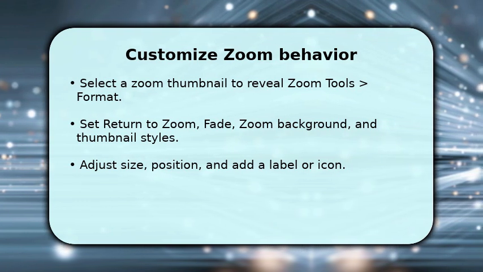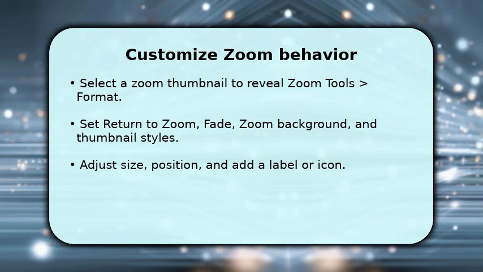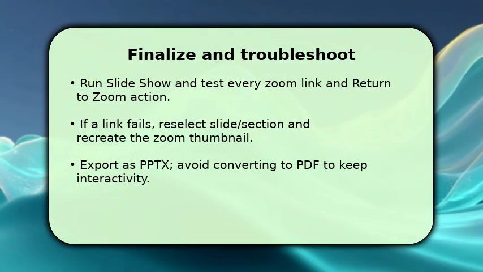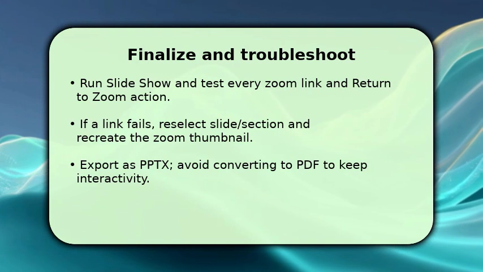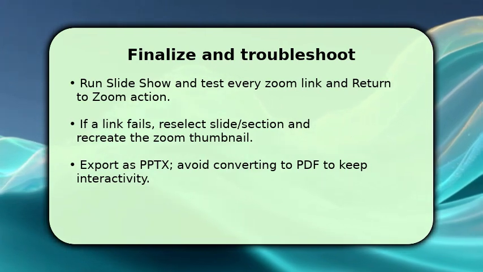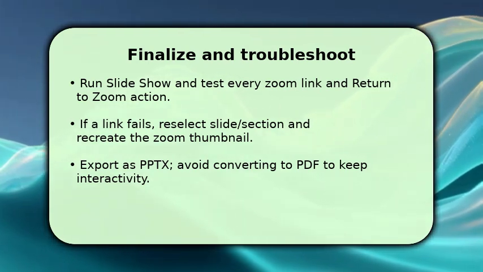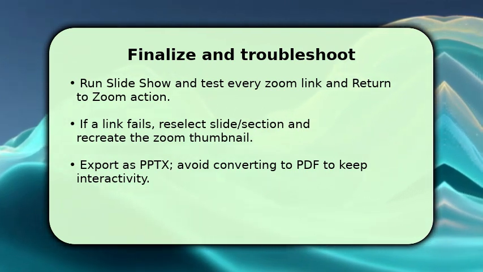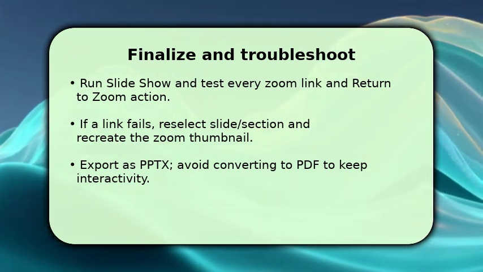Once configured, test each link and slide show mode to confirm the sequence and appearance behave the way you intend. Finish by running your presentation and actively testing each Zoom link. You are looking for correct targets, and that Return to Zoom brings you back. If a thumbnail doesn't jump correctly, delete it, reselect the intended slide or section, and recreate the Zoom.